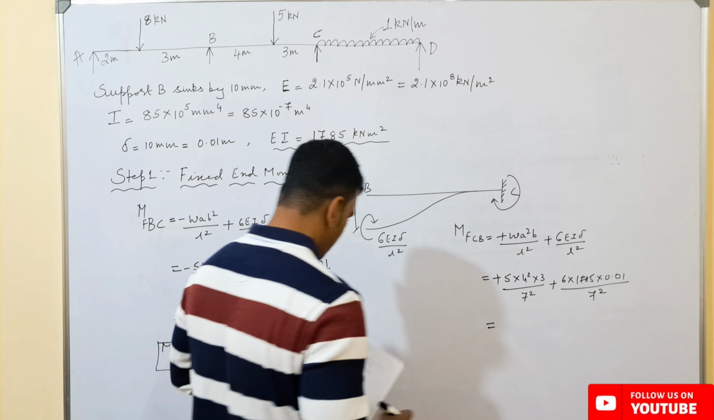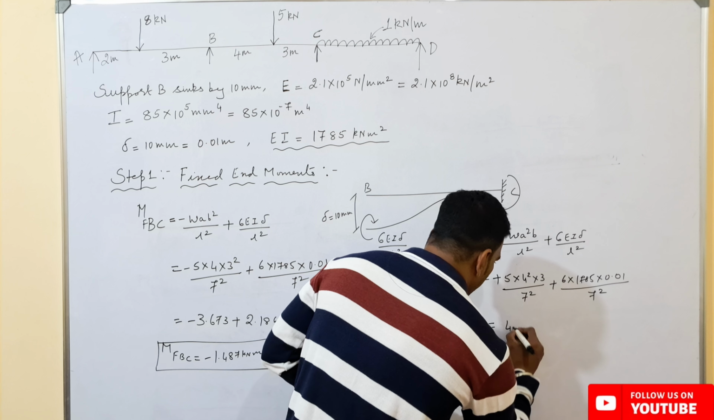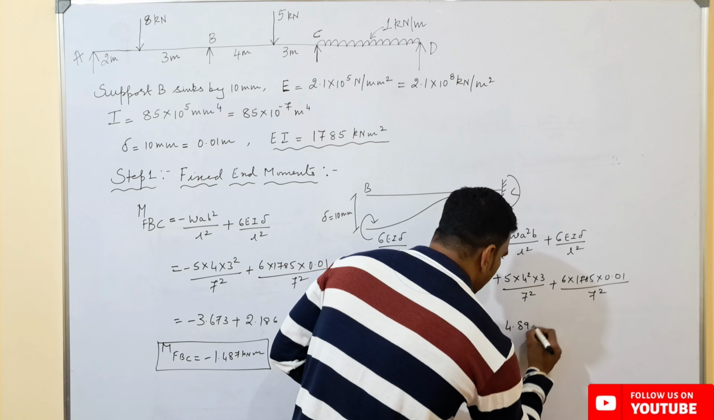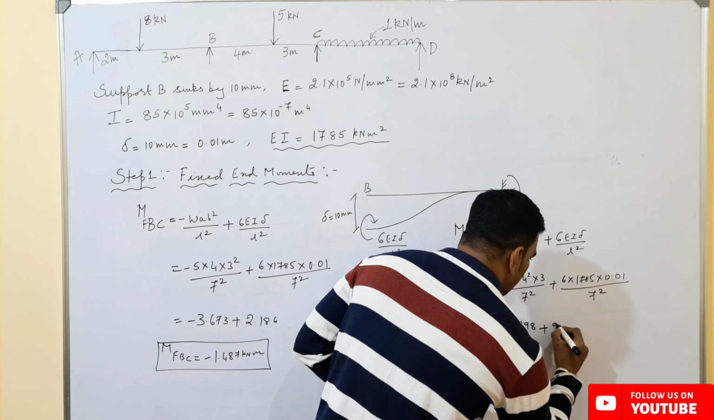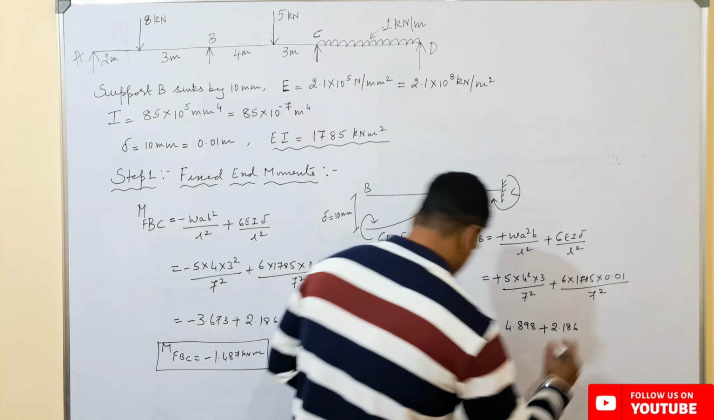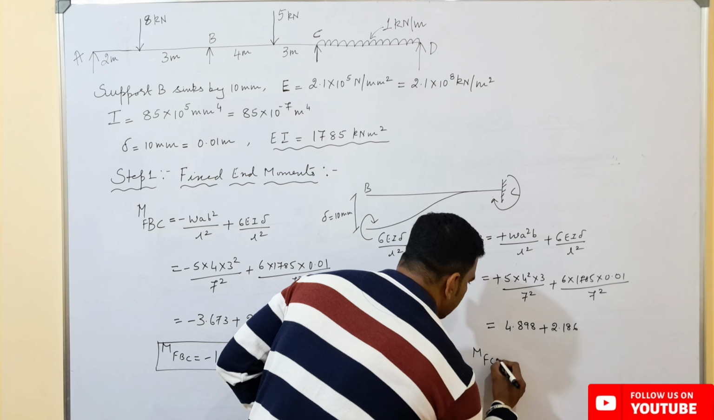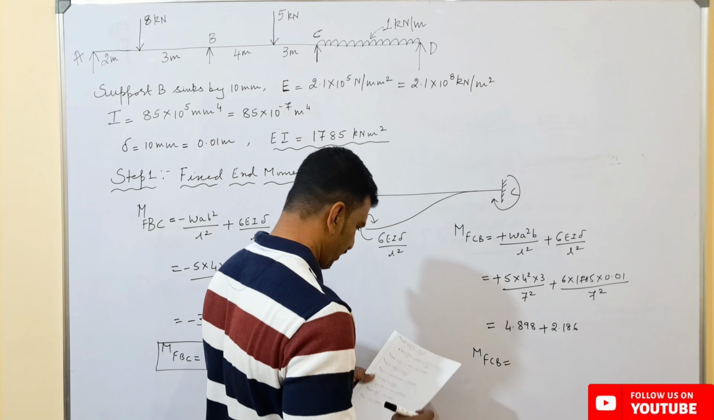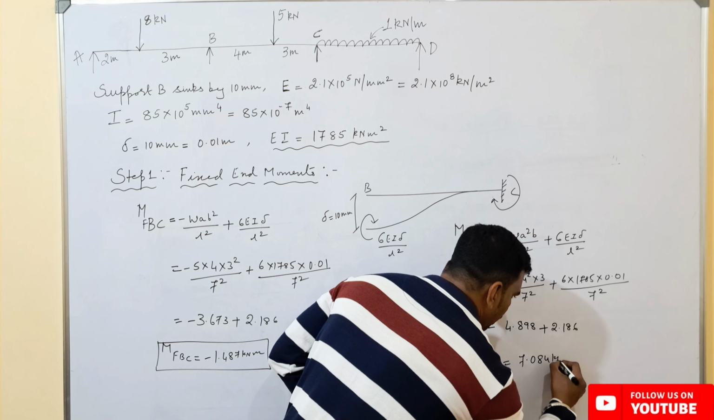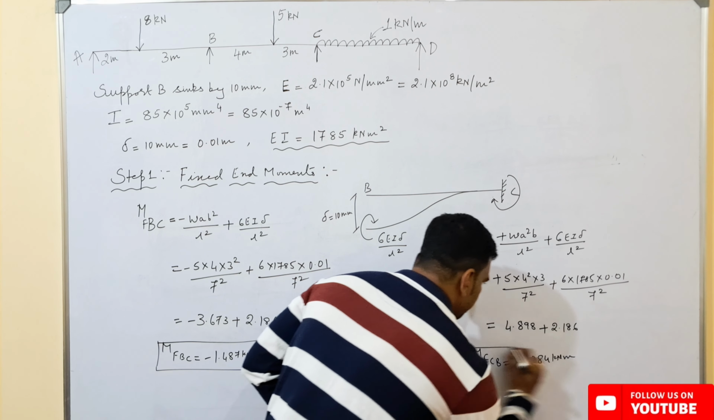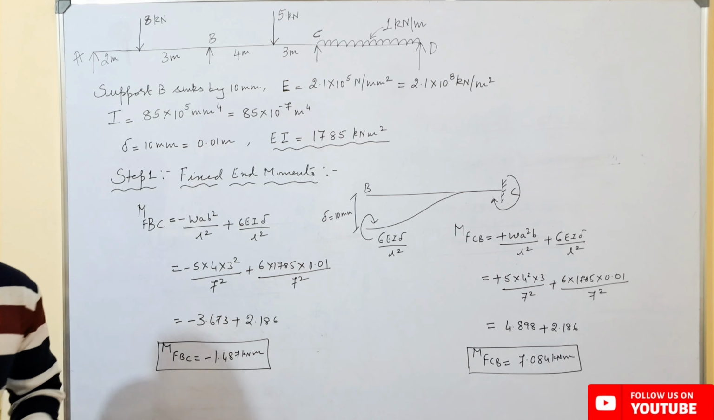So here this value will be equal to 4.898 plus this value, which is 2.186. So the fixed end moment from point C to B will be equal to 7.084 kilonewton meters. So this is the value for the fixed end moment from point C to B.